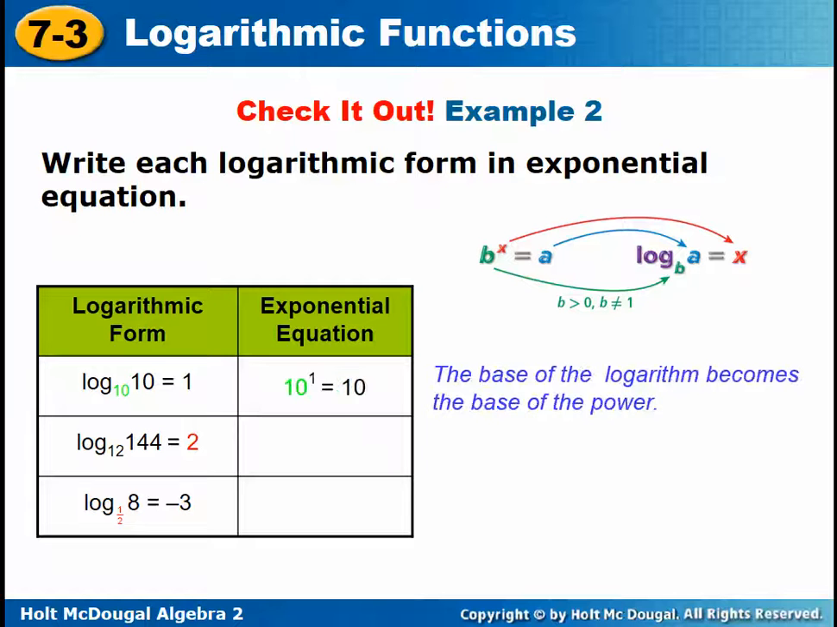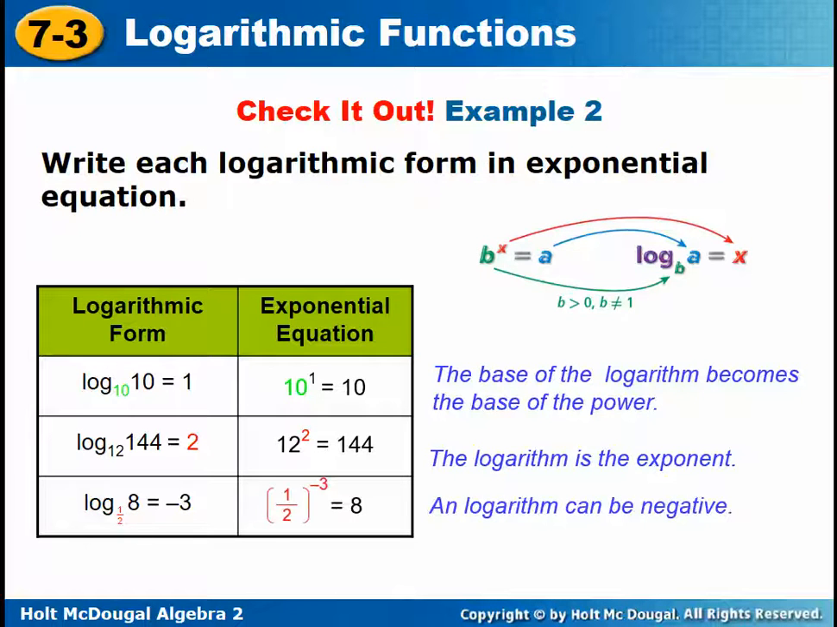You should have found that the first problem was 10 to the 1 equals 10. In the second one, you should have gotten that 12 to the 2nd power equals 144. And in the last problem, we have a fraction as a base, which is fine. You can have that. (1/2) to the -3 power is equal to 8.